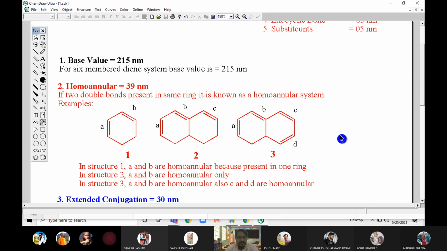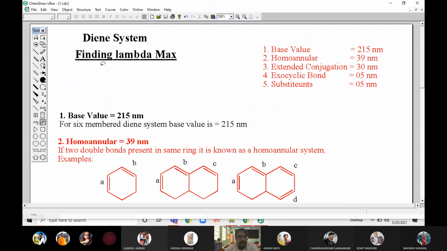Okay, see from the top, as I have told you, we have to find the lambda max in a diene system. So diene system means two alkenes which are separated by a single bond. Di means two, and ene represents the alkene. Okay, ane alkane, ene alkene, like that. Here for finding the lambda max, meaning the highest absorption value, that also we have seen that we are going to find.